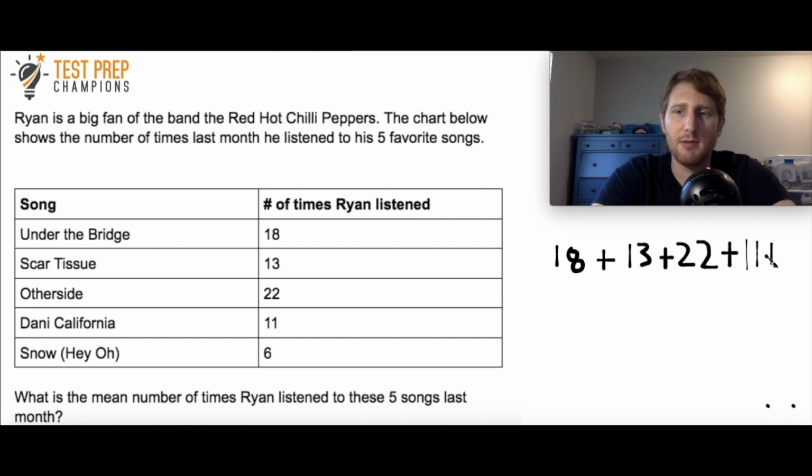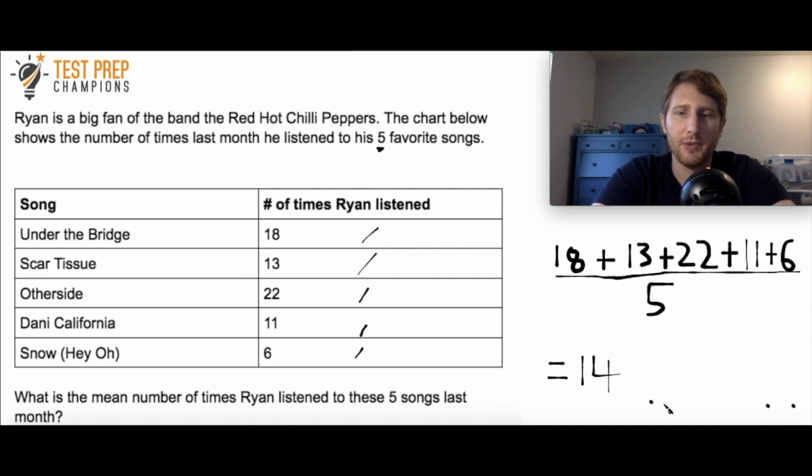Basically all I mean by that is we want to count up how many numbers we have. We have 1, 2, 3, 4, 5. It also tells us up here that we have 5 songs. So you don't necessarily need to count them up, but we want to add these numbers up and divide by 5. If we do that, we should get 14 as our answer here. Okay, so 14 is the correct answer.